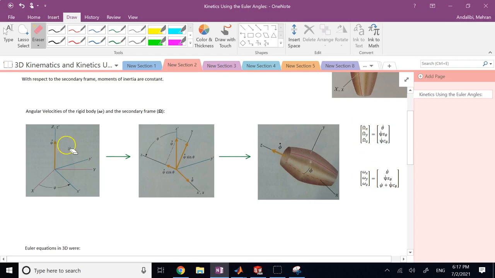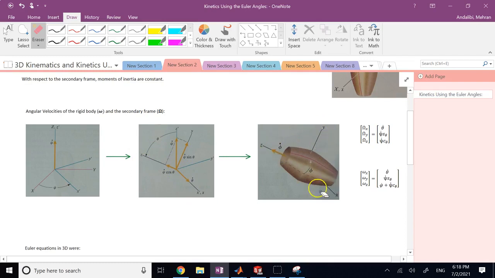So what do I do? So here I rotate my original frame with rotational velocity psi dot, with angle psi, and get to the intermediate frame, as you remember. Then I rotate my intermediate frame about the x prime axis with angle theta, with angular velocity theta dot, and I get to my what?